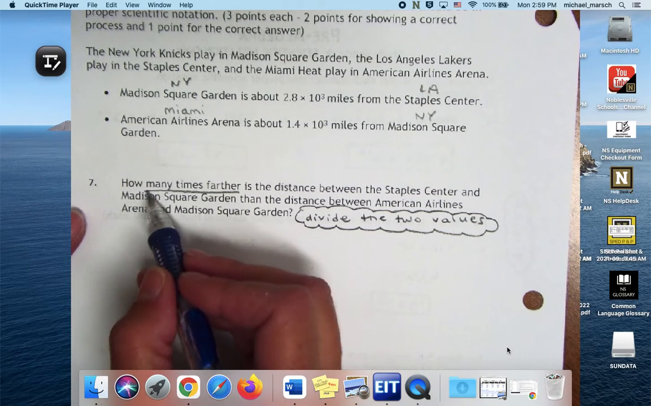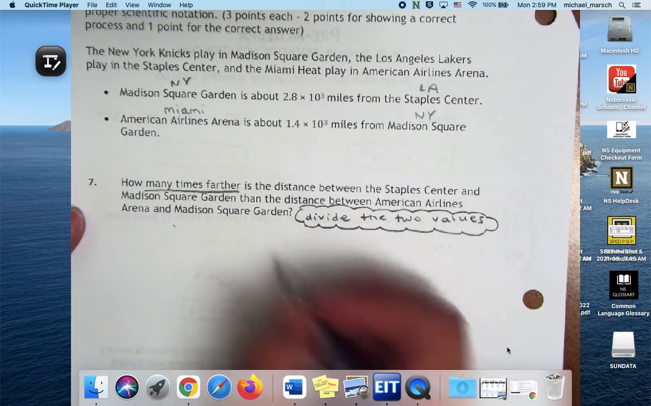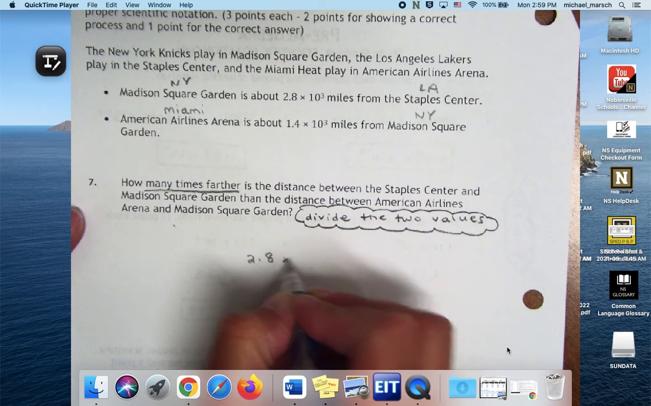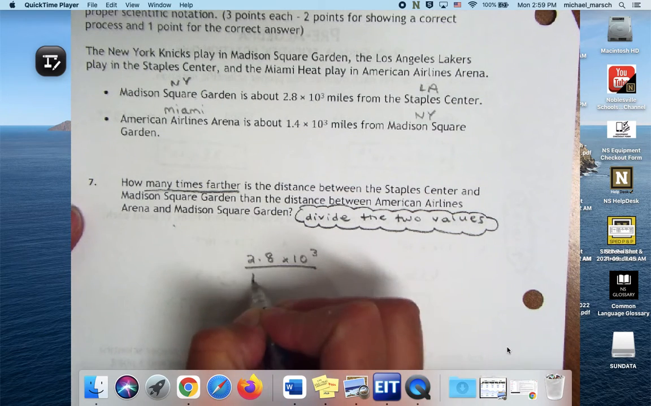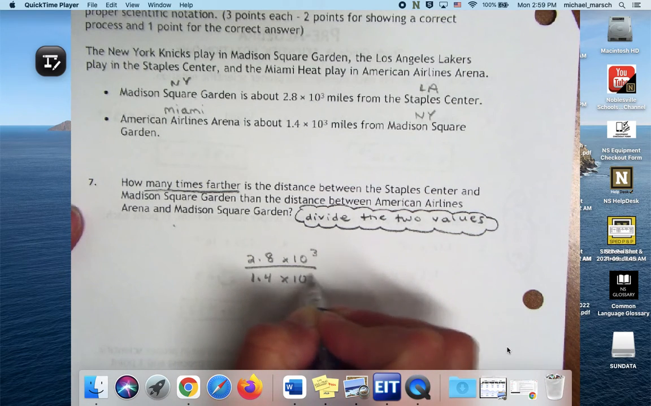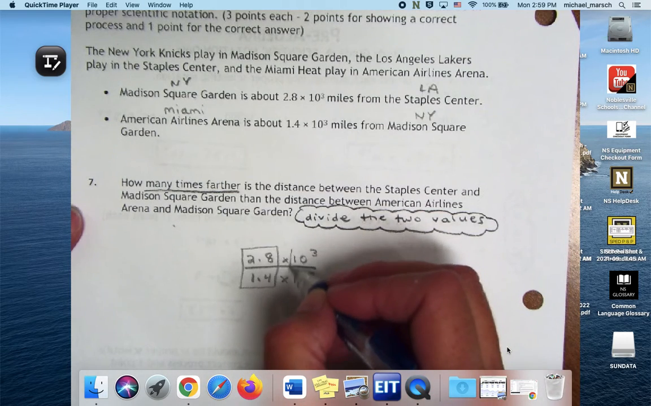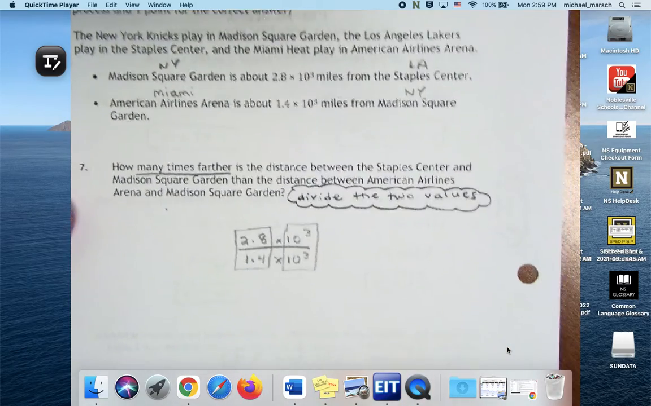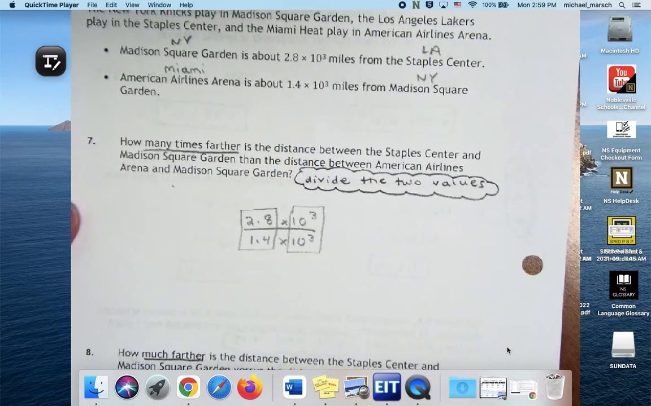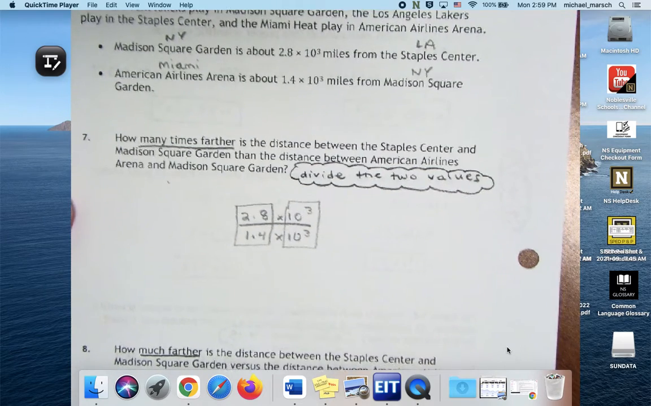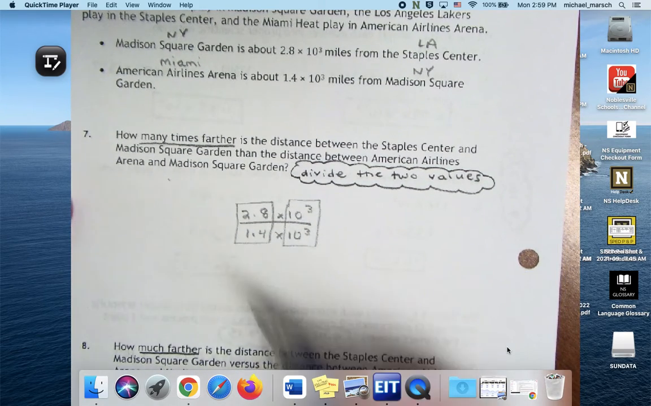So by how many times further, we have to divide. So 2.8 times 10 to the third divided by 1.4 times 10 to the third. We use calculators for this. You may not. Nice try, though. You shouldn't need a calculator. Come on now. They're not terrible. So I'm going to divide these.